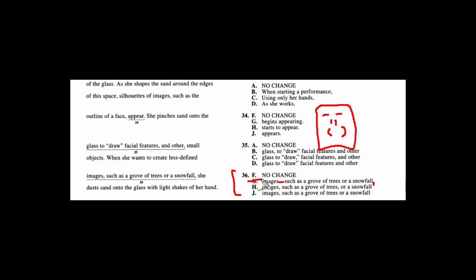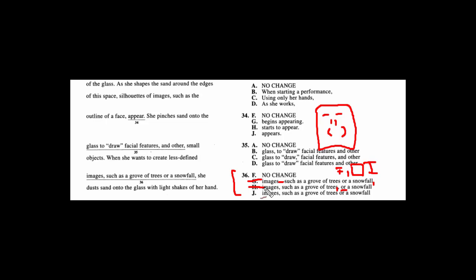Second thing I do is I come over here and I see that in answer choice H, there's a comma in the word "or." That's a FANBOYS. So FANBOYS, once again, independent, you're going to have a comma. In the box, you will have a FANBOYS: for, and, nor, but, or, yet, or so. "Or" is one of the FANBOYS. And then on the back end, you're going to have an independent clause. So here, we're going to read from "or a snowfall, she dusts sand onto the blah, blah, blah." That's a dependent clause, so that doesn't work, okay?